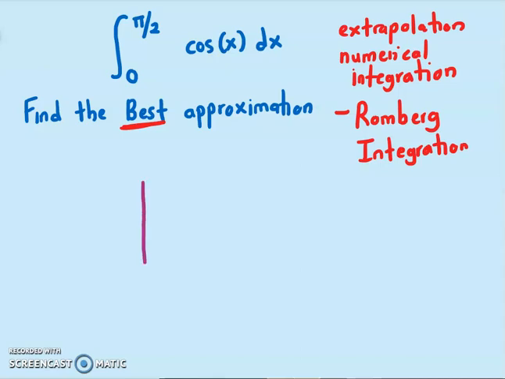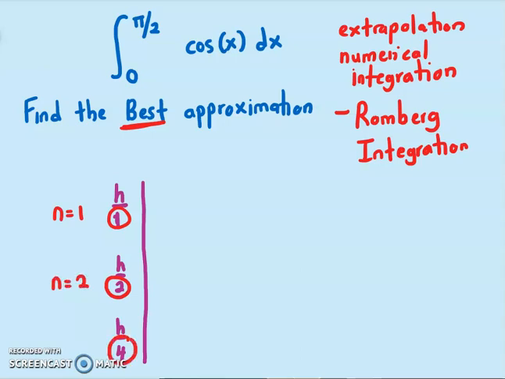So if you look at the extrapolation table, you have your interval starting with h over 1, h over 2 and h over 4. So what do 1, 2, 4 mean here? 1 means n equals 1, 2 means n equals 2, and 4 means n equals 4. I hope you are clear with that.